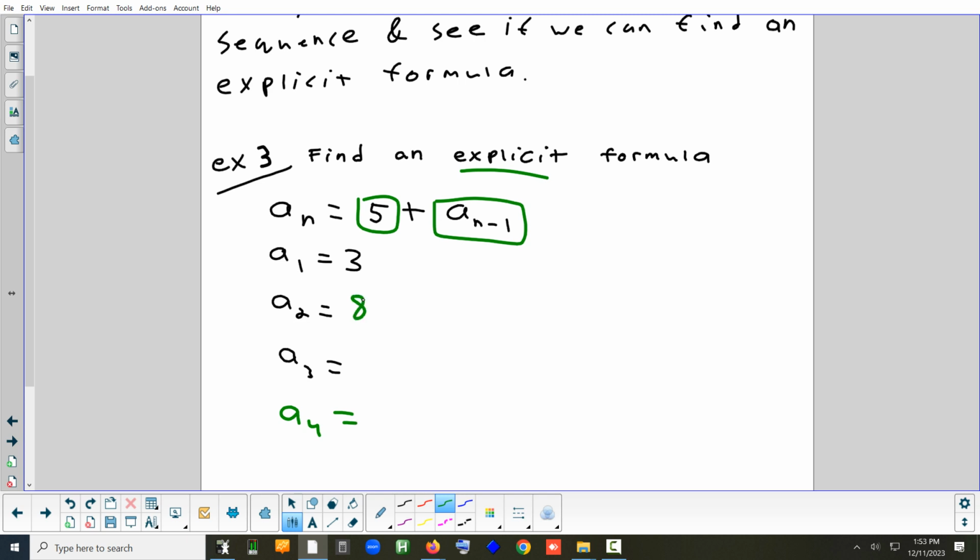Second term would be 8. And the third term? 13. So 13. And the fourth term? 18.